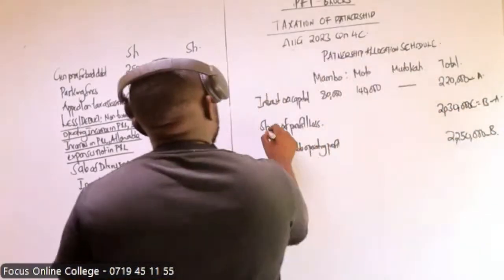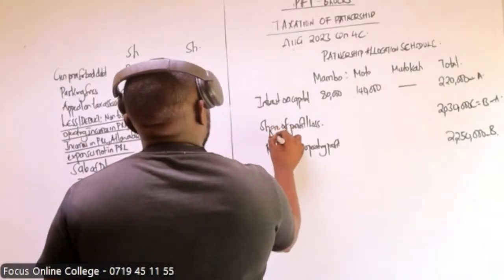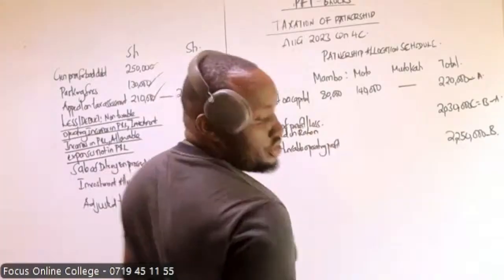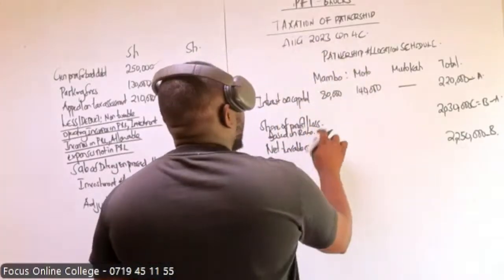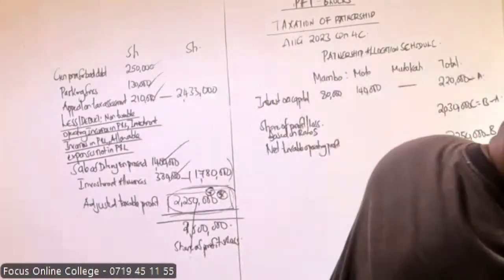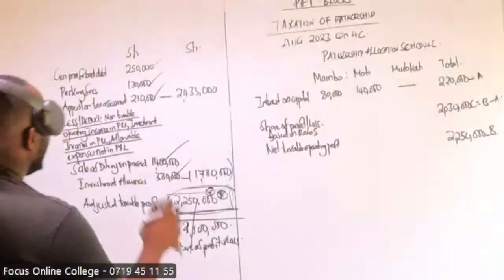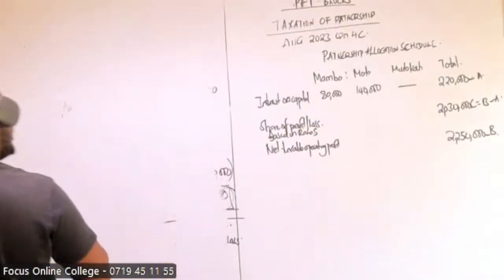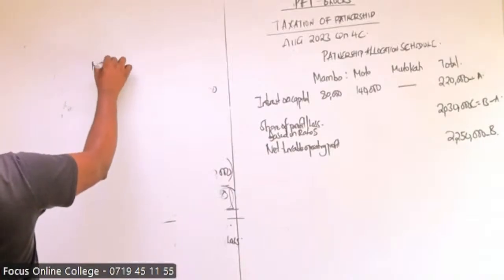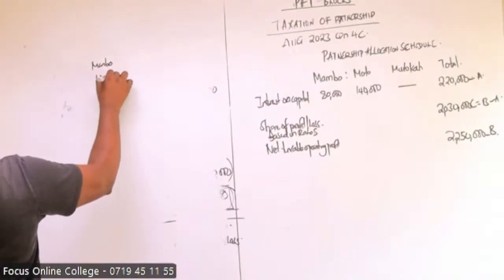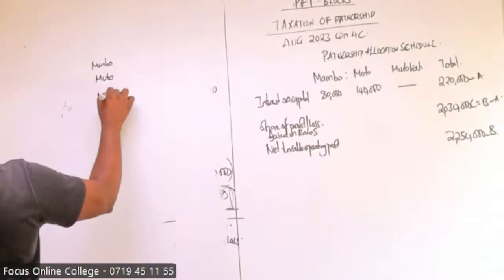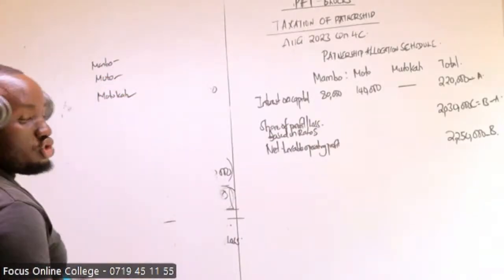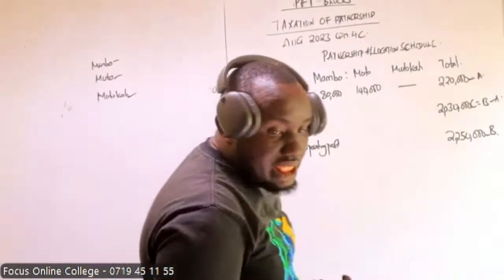So this is shared based on ratios. Do you have the ratios? So we have the ratios. We had Mambo, Moto, and then we had Motor Car.